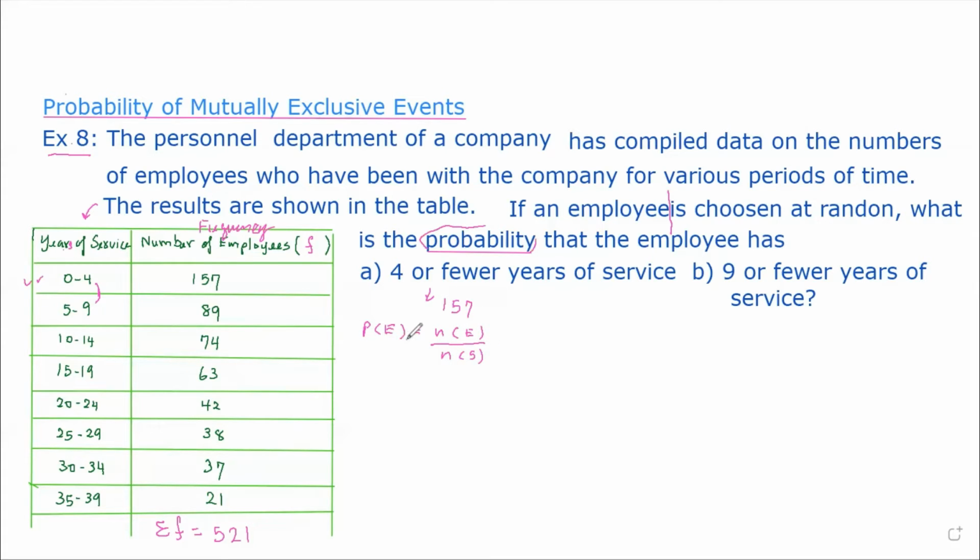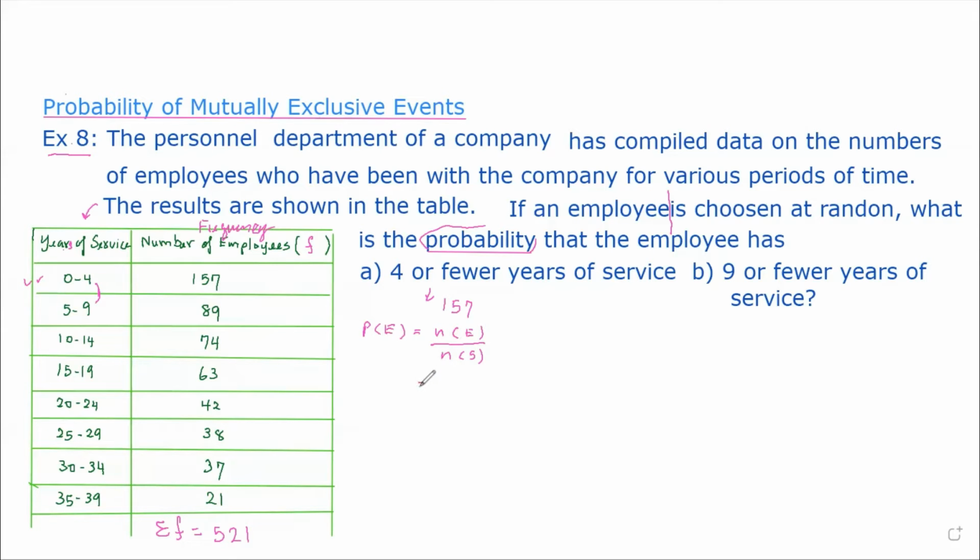PE is the probability of the event, because for question A we have to find P of 4 or fewer years of service. NE is the number of outcomes in the event E, so we represent this as NE. And NS is what? NS is the number of outcomes in the sample space, correct? Or we can say the total, in this case the total number of employees.